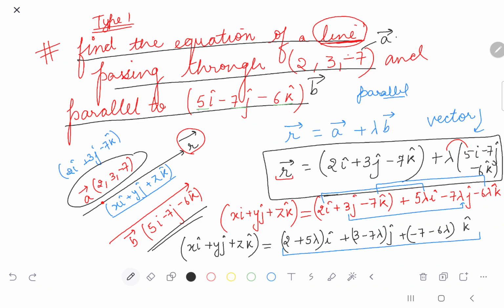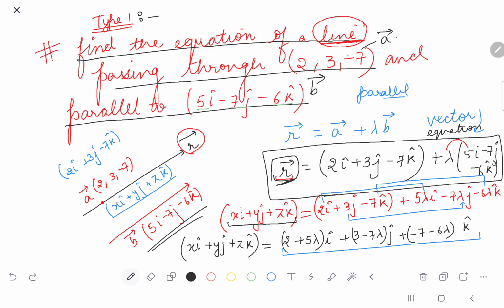Yes, ma'am. So what does this type 1 consist of? That you will be given a point and a parallel vector B. So you have to first find the vector equation, and from the vector equation, you have to convert that to the Cartesian form. To convert the equation to the Cartesian form, what will you do? You will put r as xi cap plus yj cap plus zk cap, because definitely this vector is nothing but just xi cap plus yj cap plus zk cap. Are you understanding?